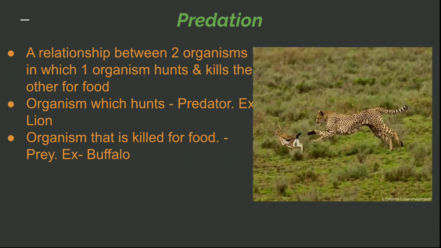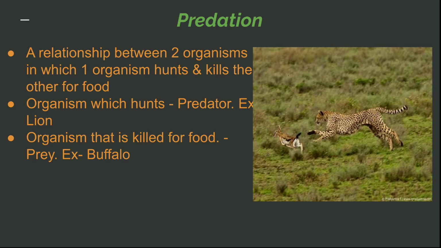Next we come to predation. Predation is another relationship between two organisms, in which one organism hunts and kills the other organism for food. The organism which hunts is the predator. For example, in this picture, a cheetah is the predator, and the deer which it is hunting is the prey. The organism being killed for food is the prey.